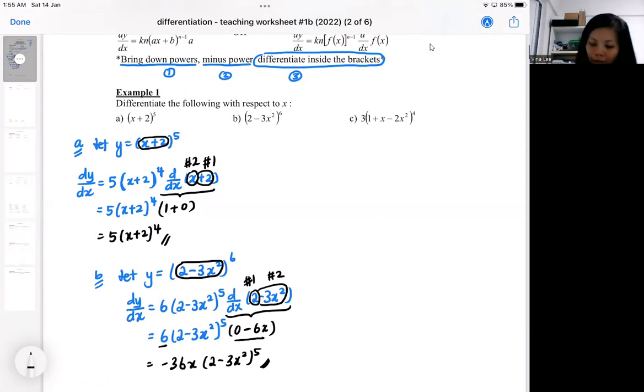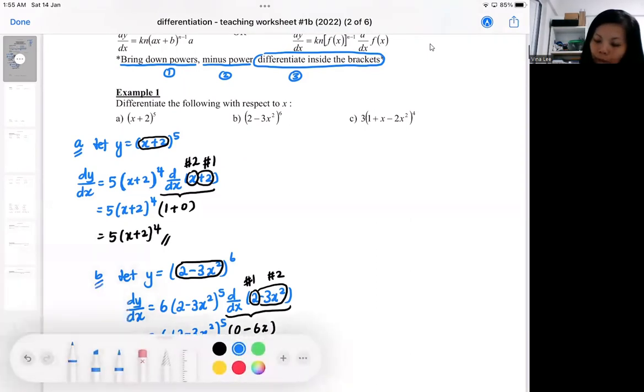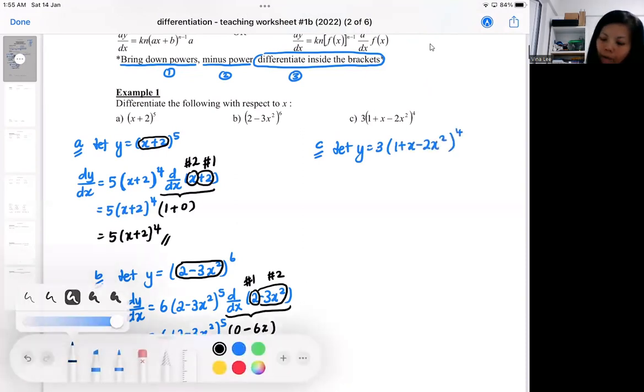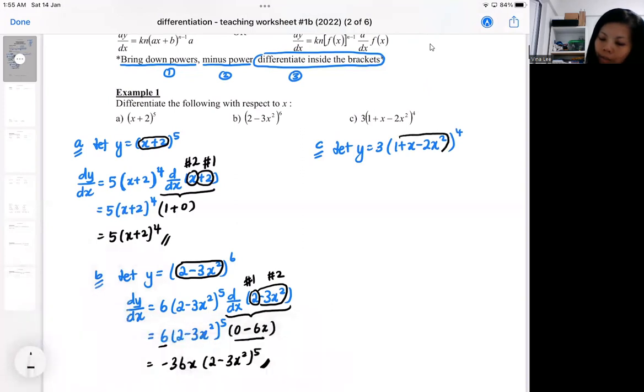Okay, so in the next example, we are going to show the same thing. In the next example, it is still a quadratic function that is inside the bracket. So make sure you can identify. What kind of function is in the bracket? That is another quadratic function.